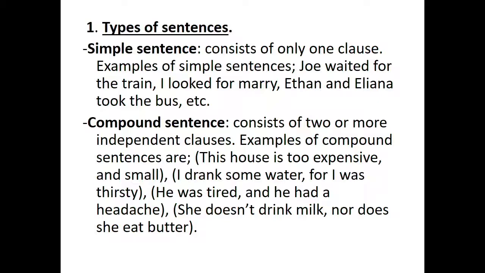Now, a compound sentence consists of 2 or more independent clauses. Now, the word independent means one clause can stand or can make sense on its own, and another one can also make sense on its own. In other words, the 2 independent clauses exist separately. They don't depend on one another to make sense. So if you have 2 independent clauses in one sentence, that is called a compound sentence.